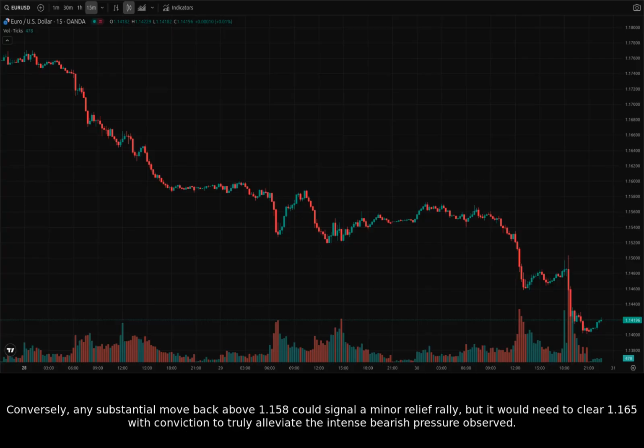Conversely, any substantial move back above 1.158 could signal a minor relief rally, but it would need to clear 1.165 with conviction to truly alleviate the intense bearish pressure observed.